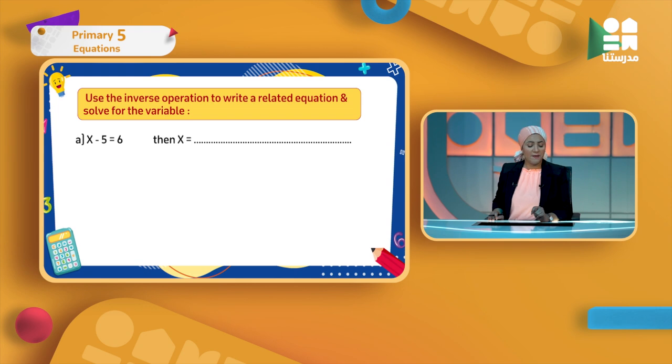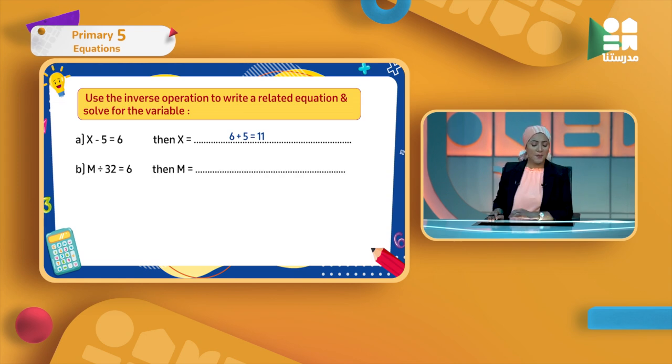x minus 5 is equal to 6. Then x is equal to 6, and we move the negative 5 to the other side with plus 5. So it's going to be 6 plus 5 equals 11.